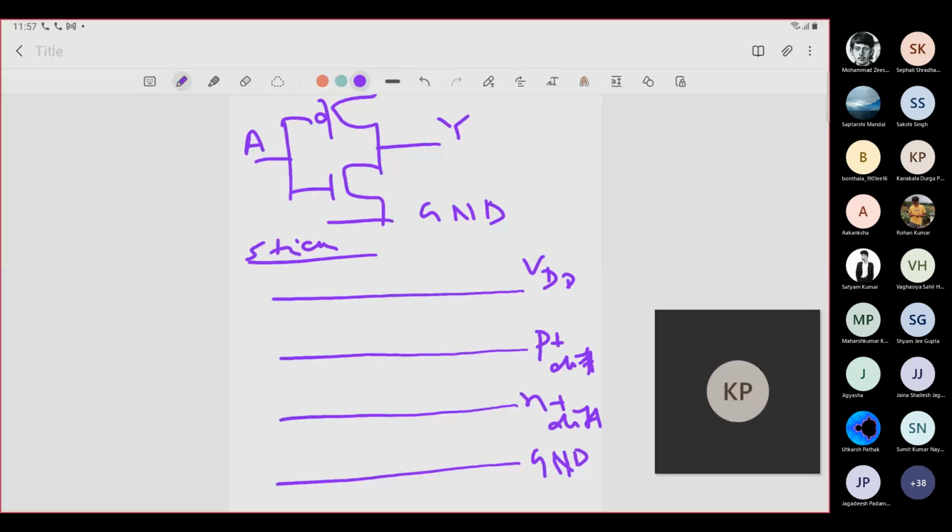Another vertical line you have to put is to get your poly layer. Because the gate is realized by the poly layer, that is called a poly stick. This is known as poly.